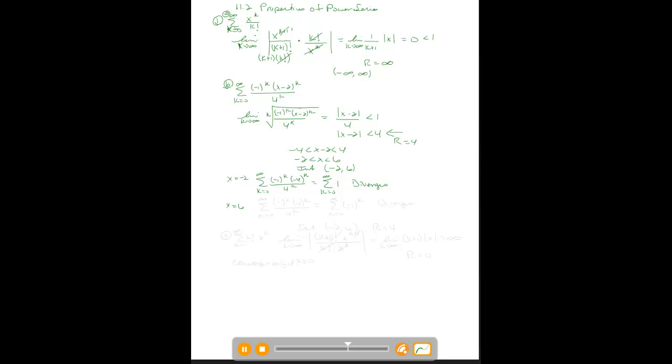So let's check 6. If we put a 6 in there, the summation is negative 1 to the k, times 4 to the k over 4 to the k. Those cancel, and so I am summing up negative 1 to the k, which alternates between 1 and negative 1. So the partial sums are going to be between 0 and 1, which means this also diverges. So I cannot include the endpoints, so my interval is correct. The interval is negative 2 to 6, and the radius of convergence is 4.